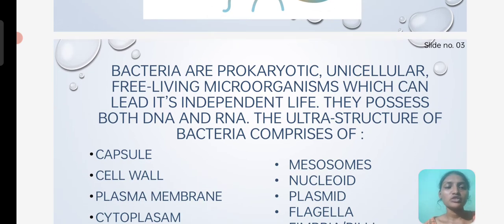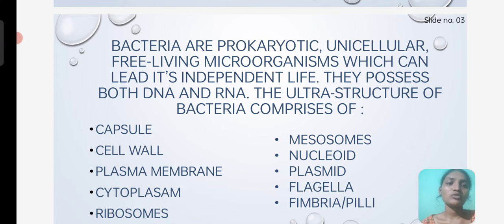So coming to the definition of bacteria, bacteria are prokaryotic, unicellular, free-living microorganisms which can lead their independent life. They possess both DNA and RNA. DNA and RNA are the genetic material present in bacteria. Prokaryotic, and these are unicellular. Unicellular means it contains only one cell. Free-living means it can live anywhere and can lead its independent life. So it has genetic materials, both DNA and RNA.